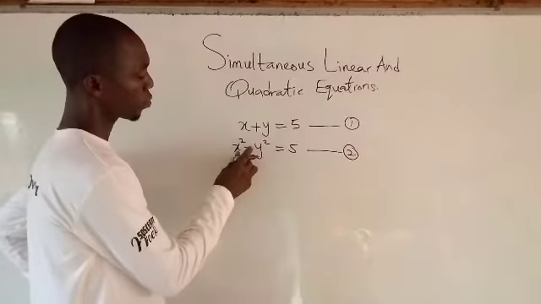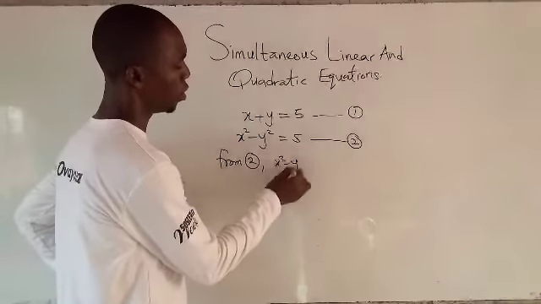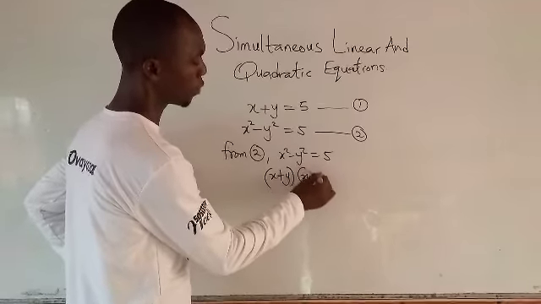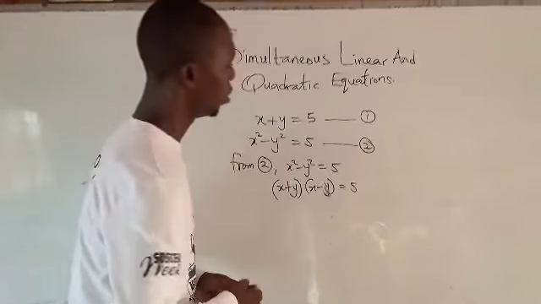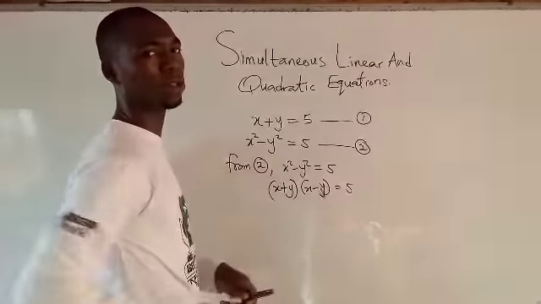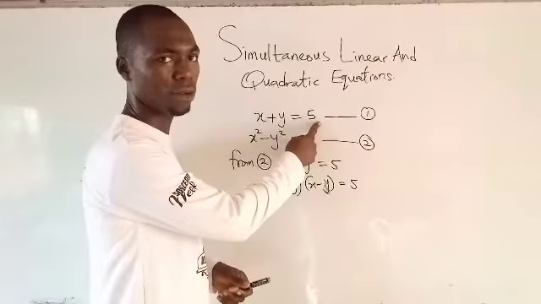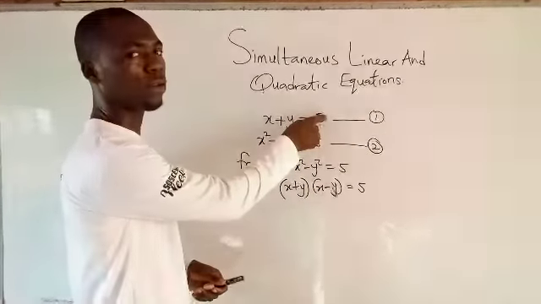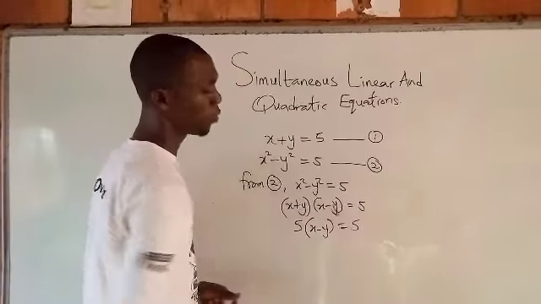From equation 2, we can see that this x squared minus y squared is the same thing as (x plus y)(x minus y) equals 5. So this is what we are going to do. We'll factorize this difference of two squares. It gives us (x plus y)(x minus y). And from equation 1, we were told that x plus y is 5. So if x plus y is 5, that means wherever I see x plus y here, I can replace it with 5. So that gives me 5 brackets x minus y equals 5.